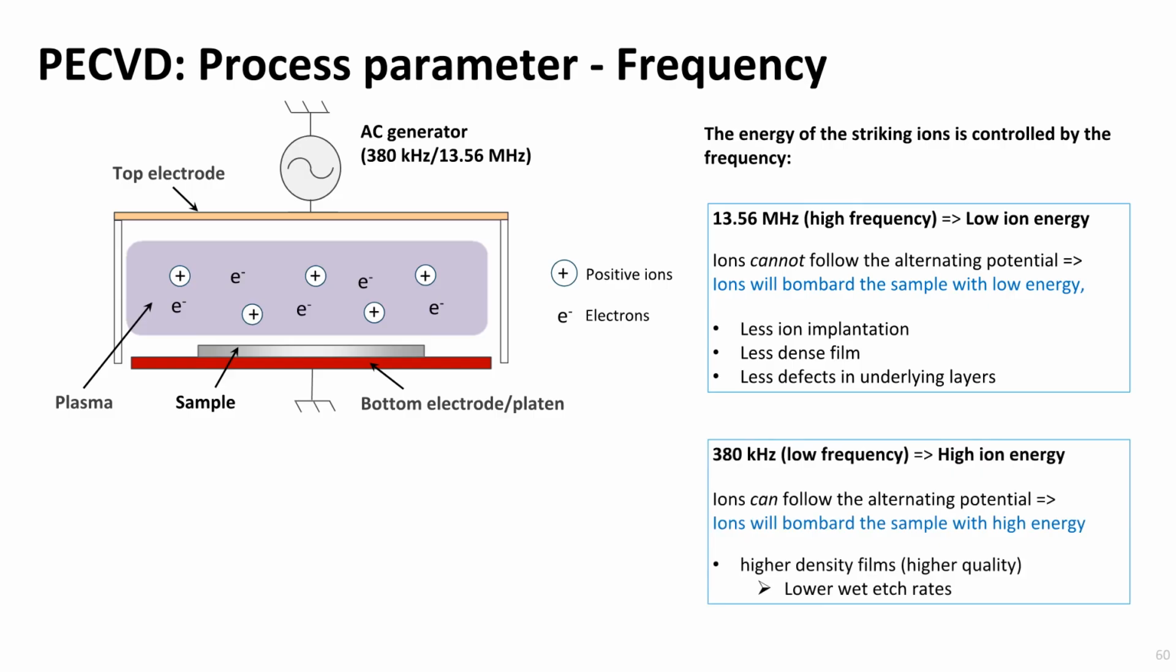At 380 kHz, the switching is slow enough for the ions to follow. They will flow towards the bottom electrode and sputter the sample with much higher energy. The film gets denser, which leads to lower wet etch rates, and for example more compressive silicon nitride films.